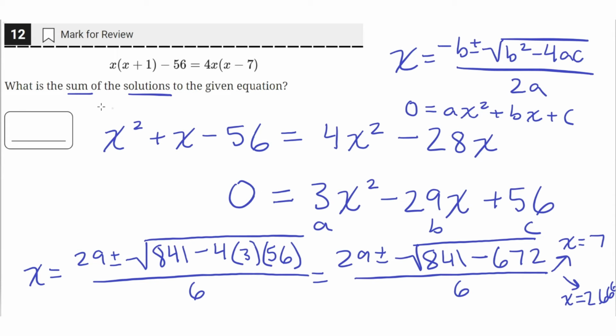And the question here asks us for the sum of the solutions. So we have two solutions here, and we just need to add these two together. So when we add 7 with 2.667, we'll just get 9.667. So the sum of the two solutions to this equation is 9.667.